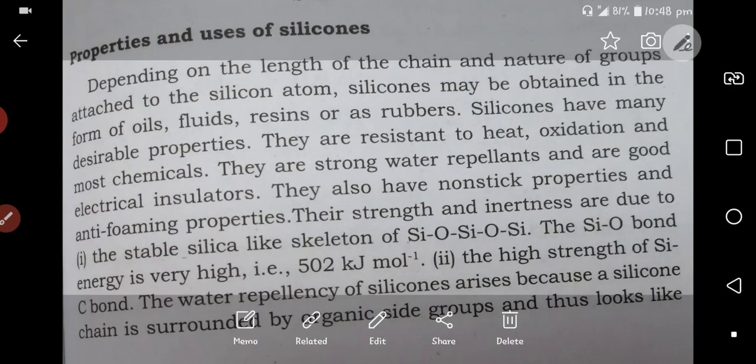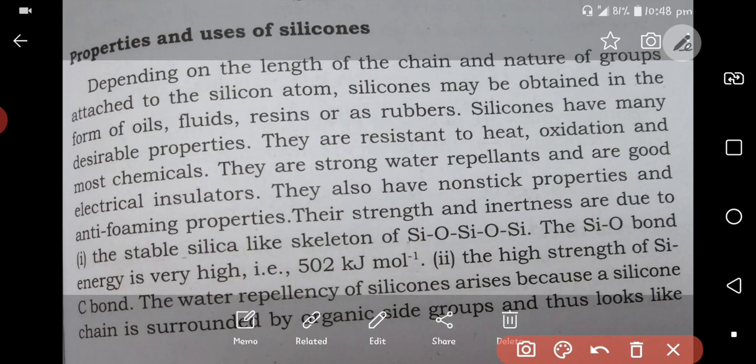So these are the properties and uses of the silicone oils. Depending on the length of the chain and nature of the groups attached to silicon atom, silicones may be obtained in the form of oil, fluids, resins or as rubbers. Okay, as the chain length changes, it can be only oil, or fluid, or resins or rubbers.